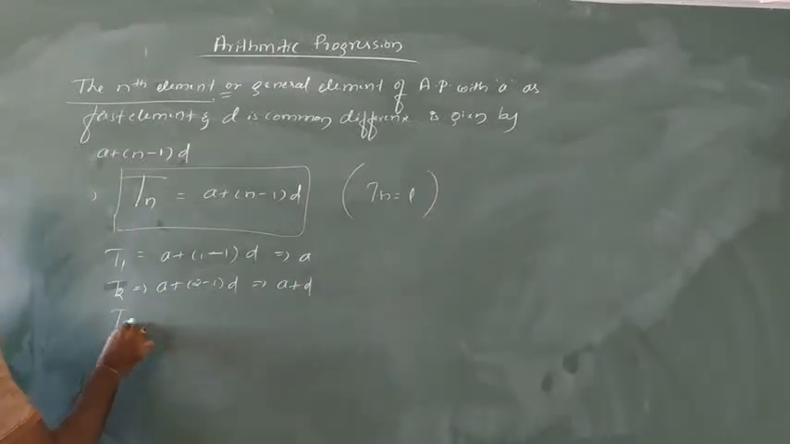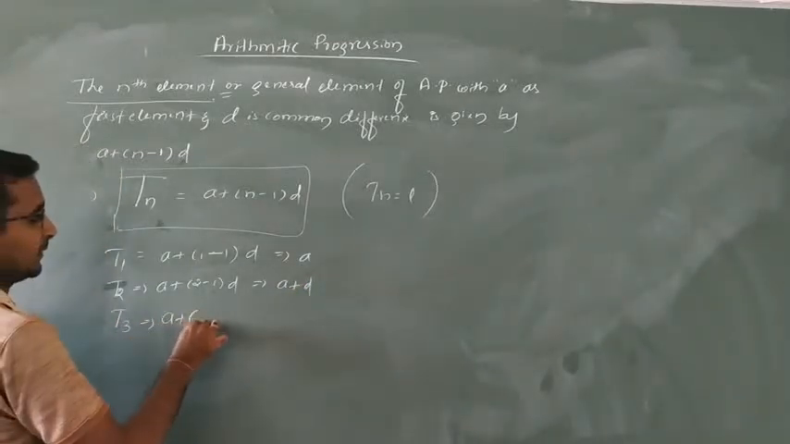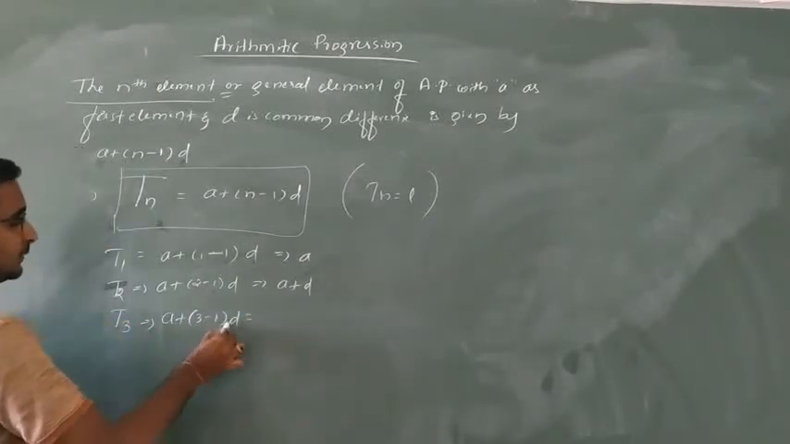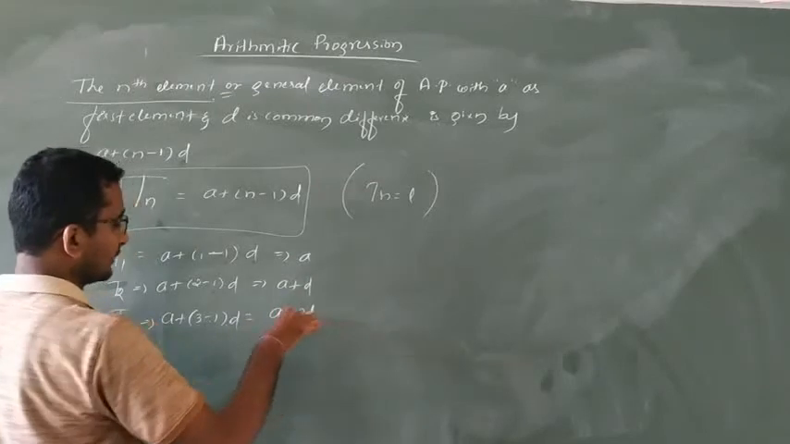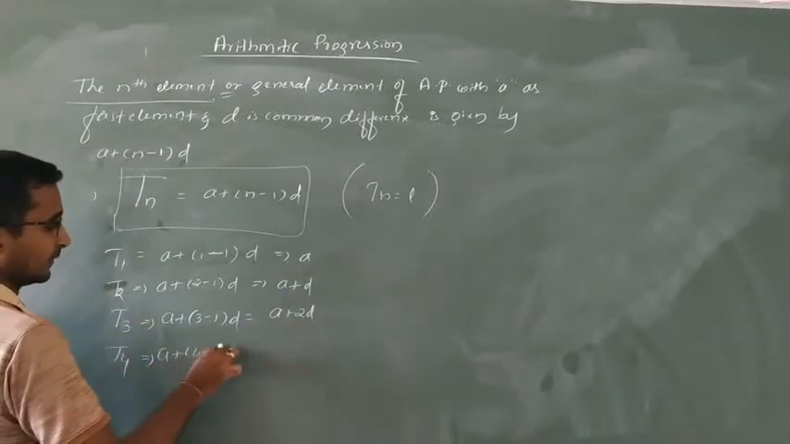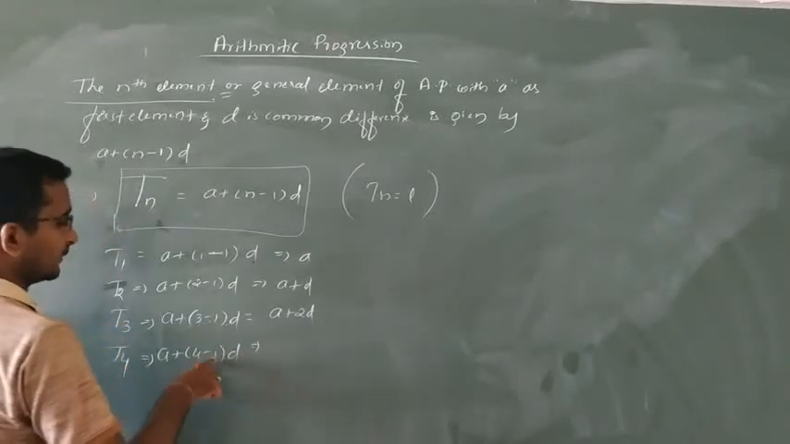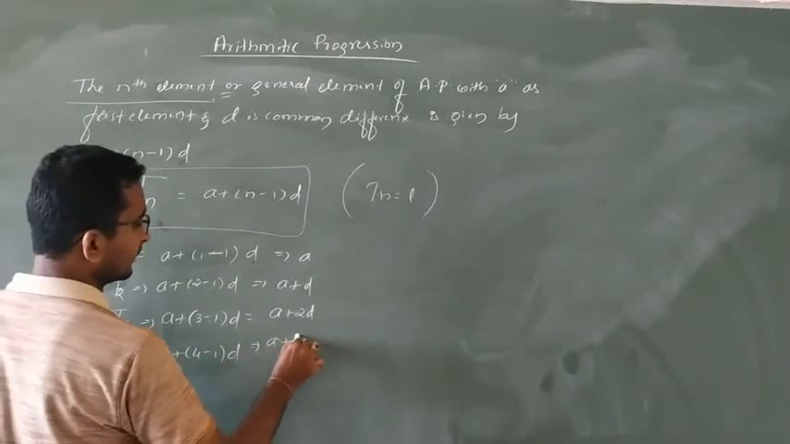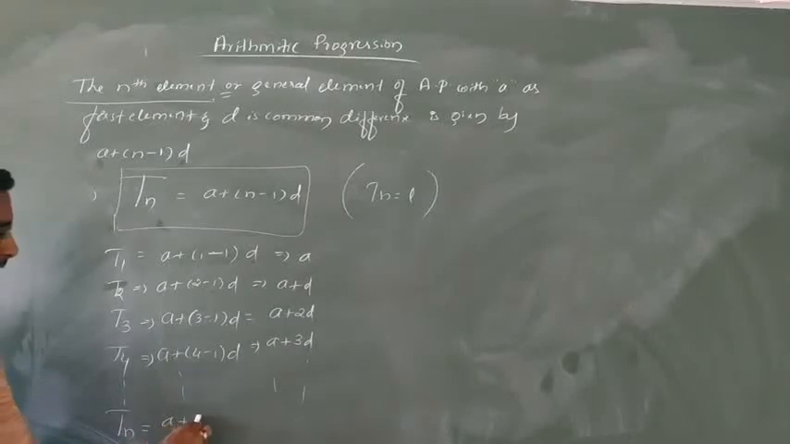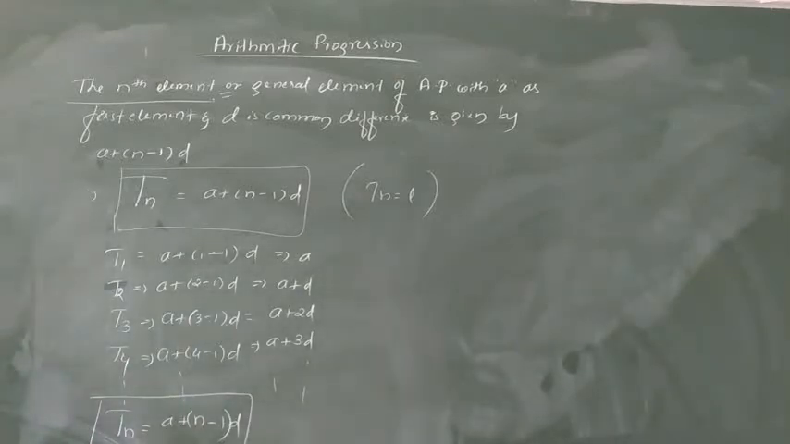The third element of an AP is A plus (3 minus 1) into D, that is 2D, so we get A plus 2D. The fourth element of an AP is A plus (4 minus 1) into D. 4 minus 1 is 3, 3 into D is 3D, that is A plus 3D. Up to the nth element of an AP, which is A plus (n minus 1) into D. So this is how to find the nth element of an AP.